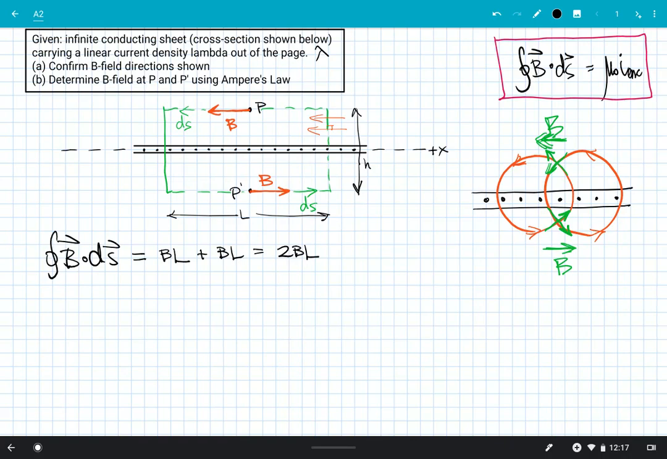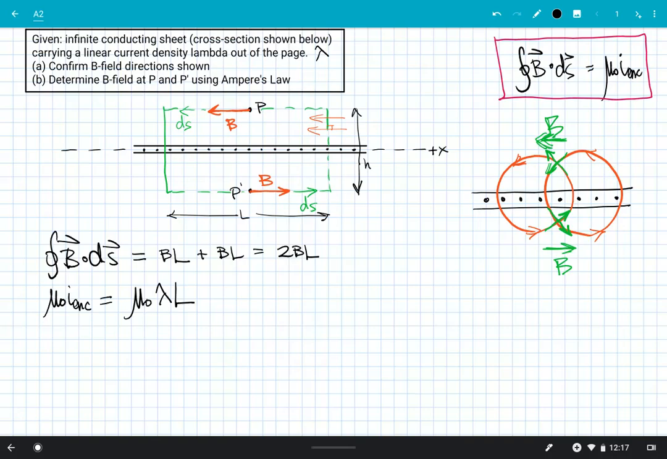Now I want to think about the mu naught I enclosed side. As with Gauss, I encourage you to just look at one side at a time, solve each one, and then put them together. So my mu naught I enclosed here is going to be mu naught times the linear density, lambda, multiplied by the linear amount I'm enclosing. So I'm enclosing a linear quantity L. So mu naught lambda L is going to give me my mu naught I enclosed.